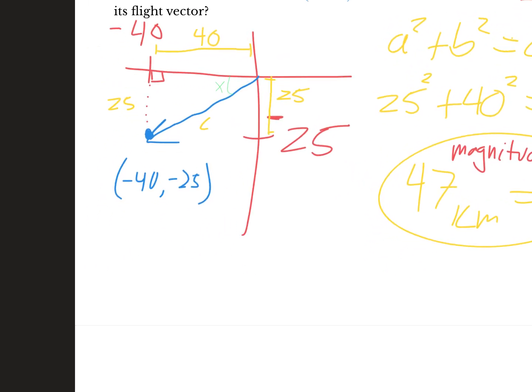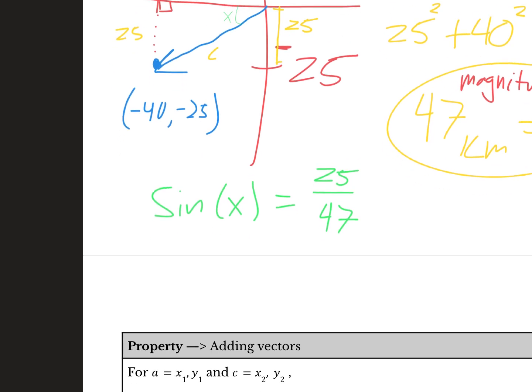So I'll write this down here. If I take the sine of angle x, if I think of SOHCAHTOA, that's going to be the ratio of the opposite and the hypotenuse. In this case, our opposite is 25, and the hypotenuse, the magnitude we just figured out, is 47. If I want to solve for x, I need to take the inverse sine of both sides. So x is going to equal the inverse sine of 25 divided by 47. Plugging this into my calculator, I should figure out that x equals 32 degrees.